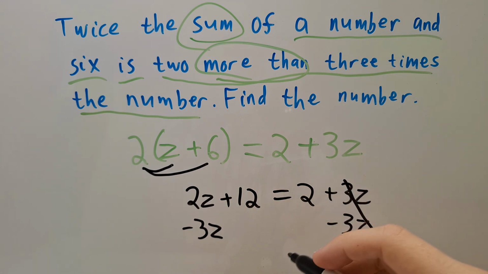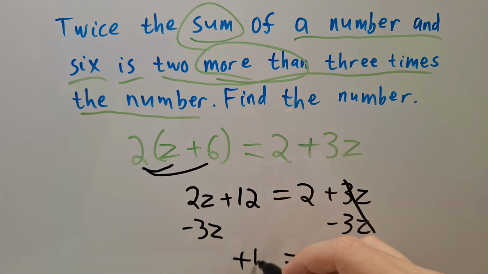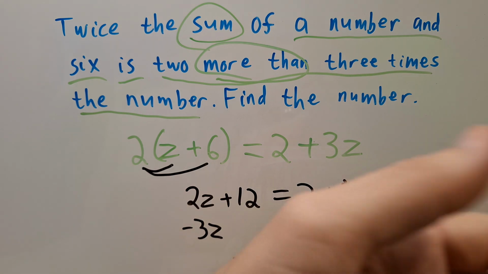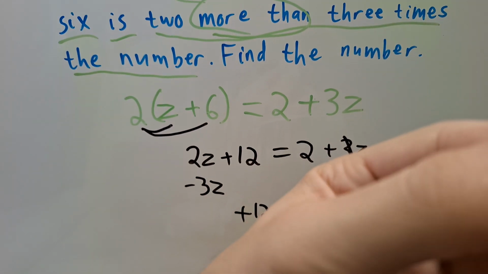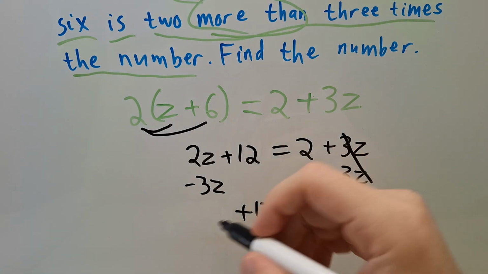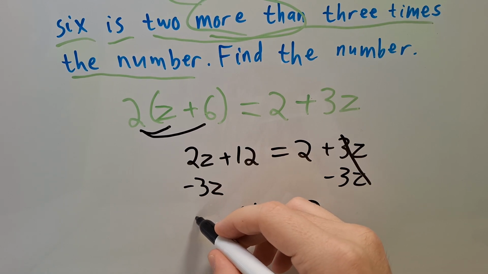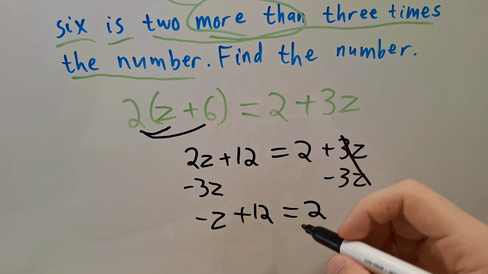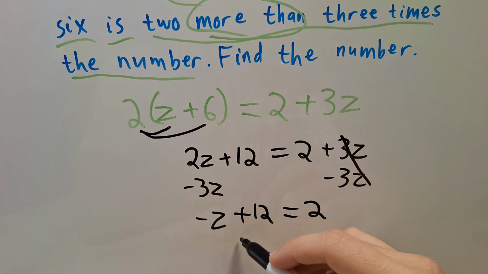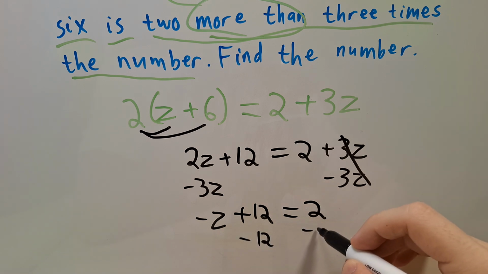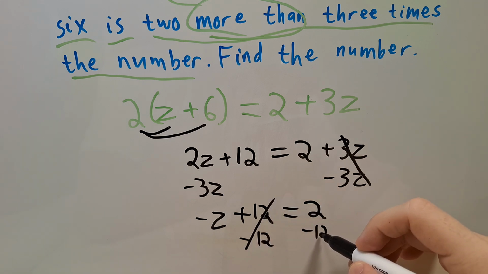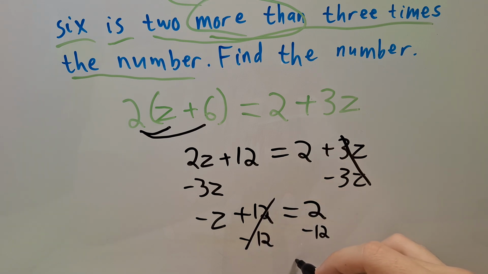So that cancels out here. Bring down equals 2 and the plus 12. So 2z minus 3z, that's going to give me a negative coefficient. Specifically, it's going to be -1. But I'll write this as negative z. A few more steps to do. Subtract the 12 from both sides to get the variable term by itself. 2 minus 12, that is -10.